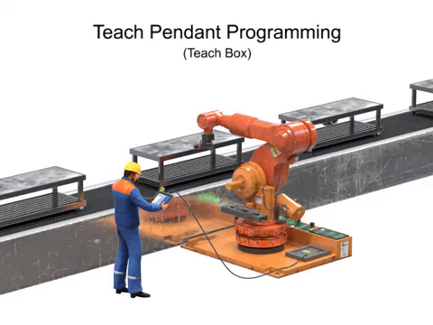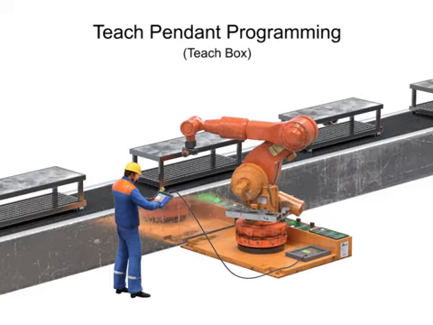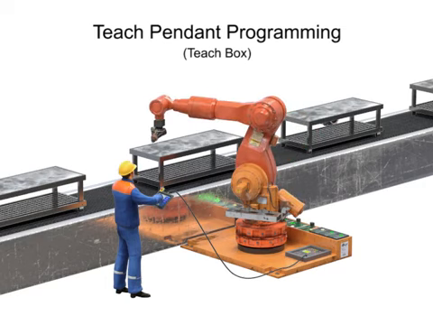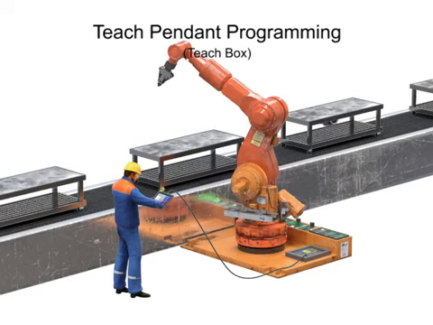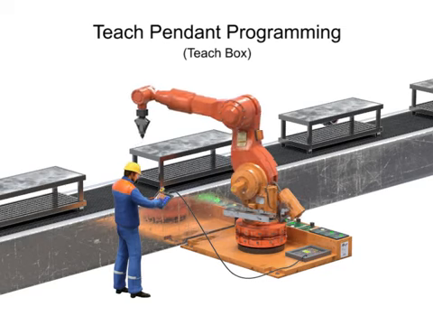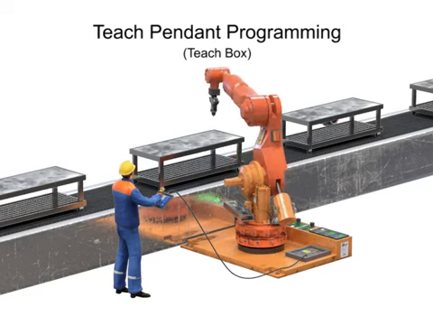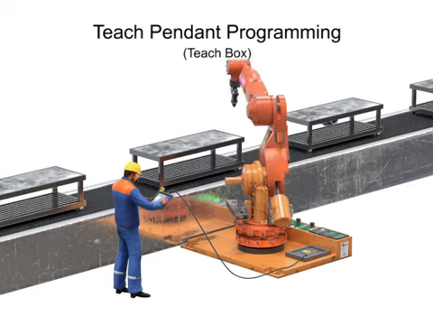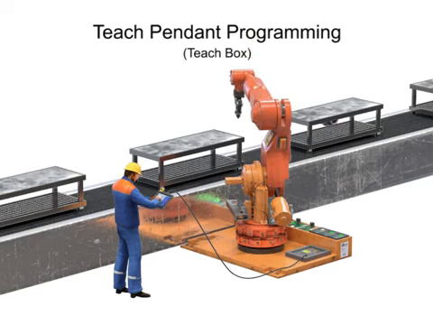Teach pendant programming is a method by which the operator steps the robot through the program point by point while recording the coordinates for each point. The technician has the ability to send the robot to a desired position, inch or jog to adjust it, and then record the point. The technician may also change the speed, since a low speed is usually required for careful positioning or while test running through a new or modified routine.